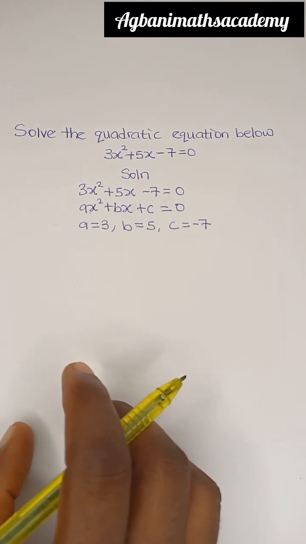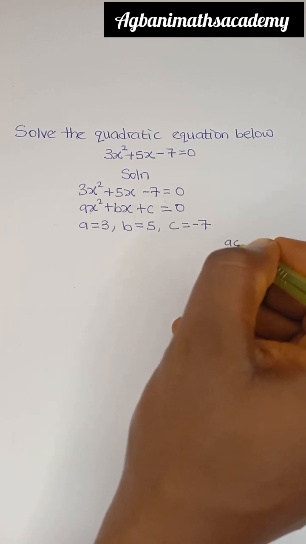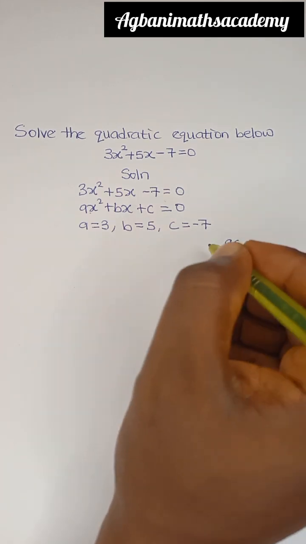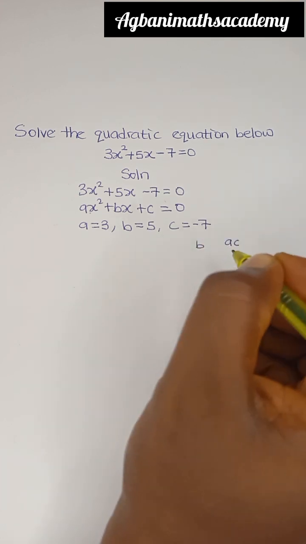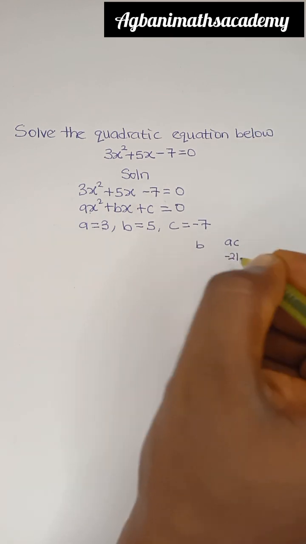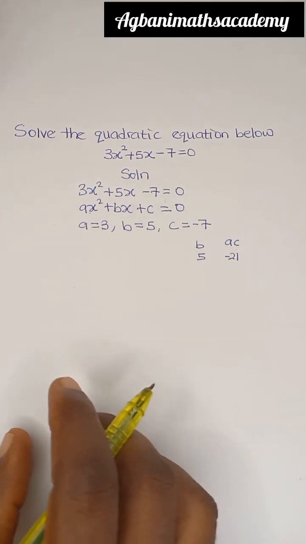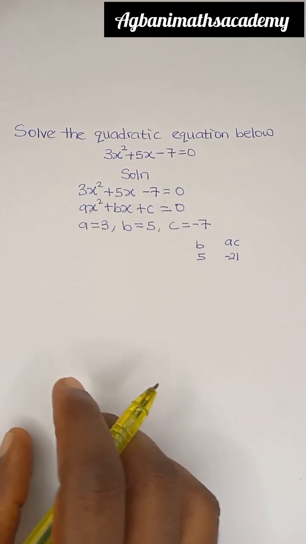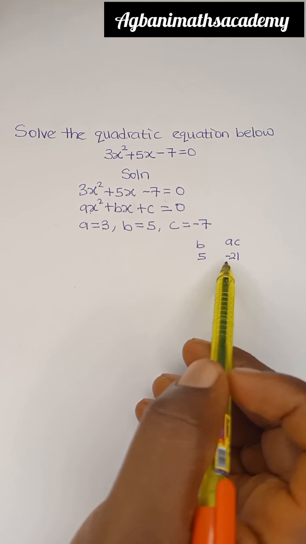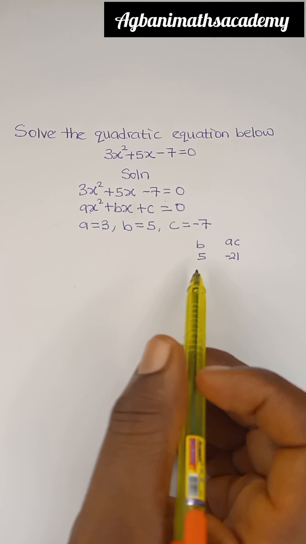Now, when you want to use factor method, you're going to look for two numbers that will multiply themselves to give you AC, and those same two numbers will add themselves to give you B. Our AC is 3 multiplied by minus 7. That will give us minus 21. And our B is 5. So this means we're going to look for two numbers that will multiply themselves to give us minus 21, and those same two numbers will add themselves to give us 5.